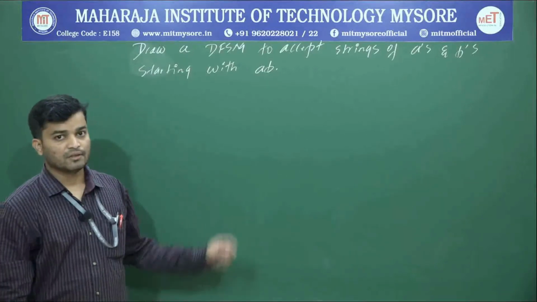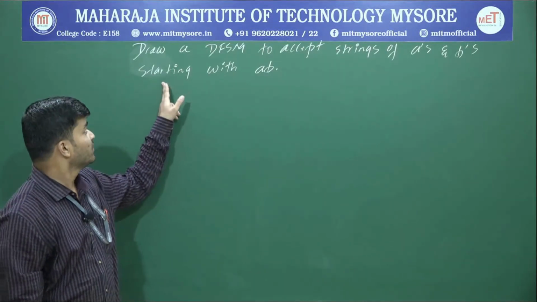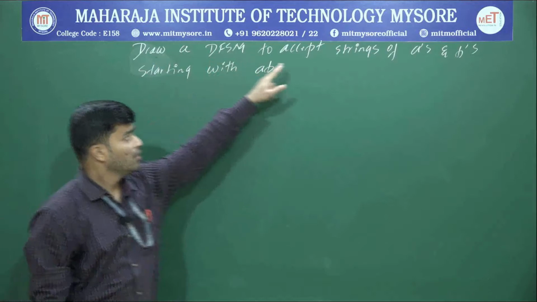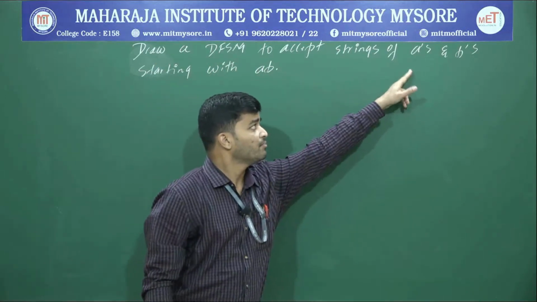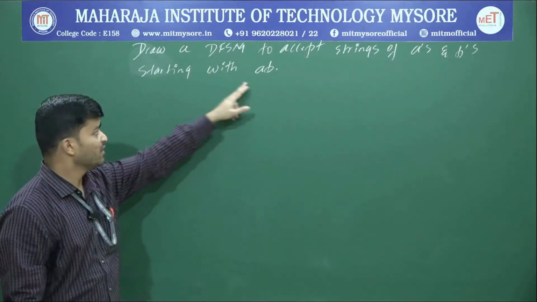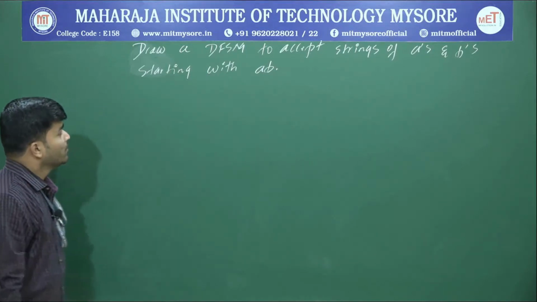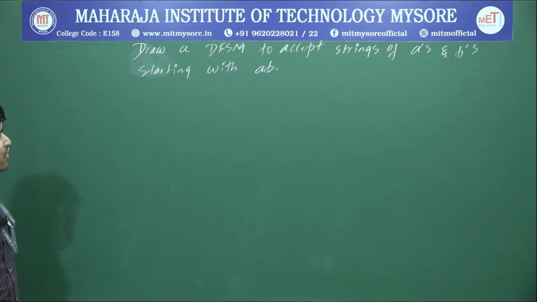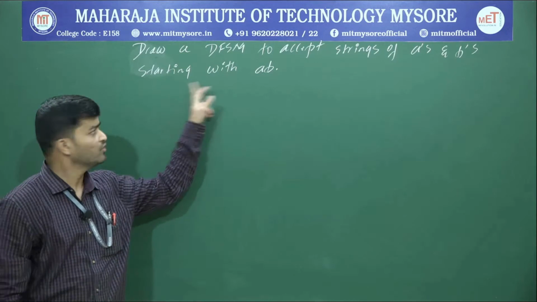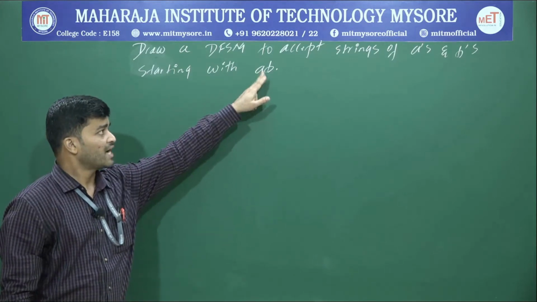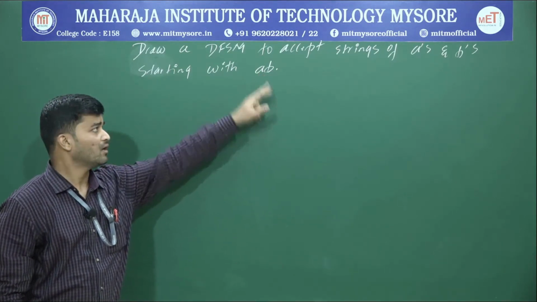Okay, I'll continue with the next problem in DFA. Draw a DFSM to accept strings of A's and B's starting with AB. So you have to construct a DFSM or DFA to accept strings of A's and B's starting with AB. The string should start with AB. That's the requirement.